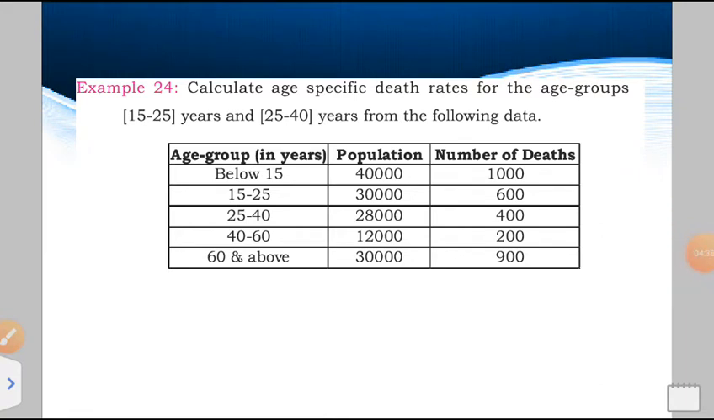Let us take an example. Here in the example, we have to calculate the age specific death rate for the age groups 15 to 25 and 25 to 40. It means we are not interested in all of the population falling in the different age groups. We are looking only at the two groups.